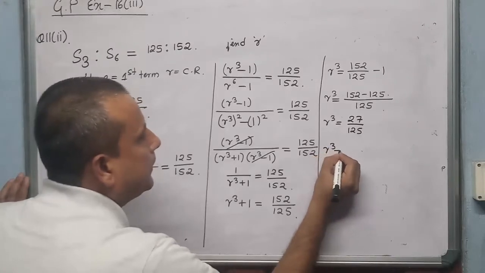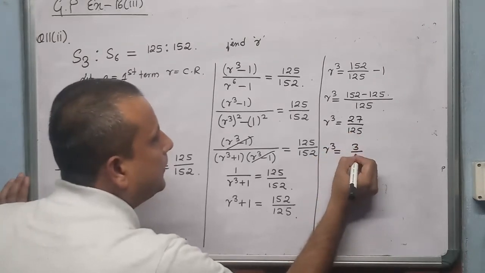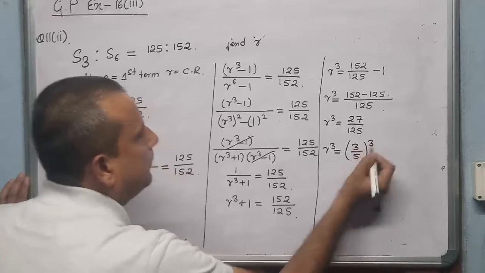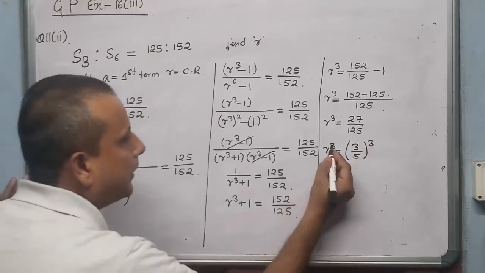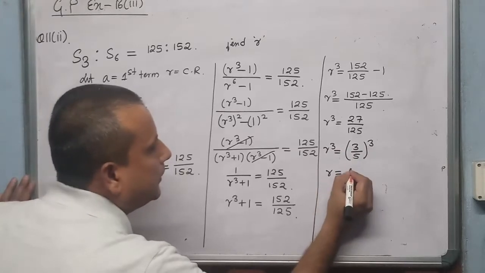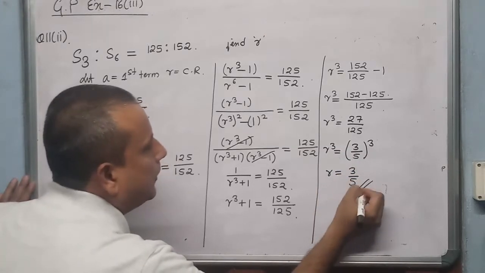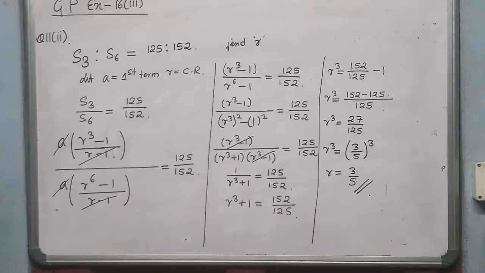Then r cube is equal to, now 27 is (3 over 5) whole cube we can write. 3 cube is 27 and 5 cube is 125. So that cube we can remove. Then r is equal to 3 by 5. This is the common ratio.